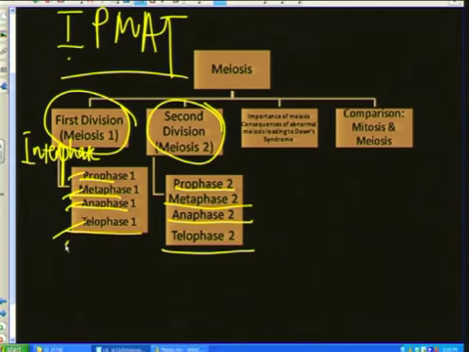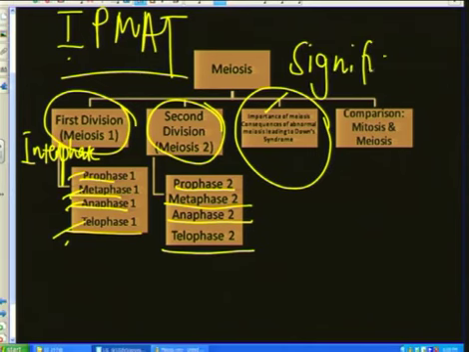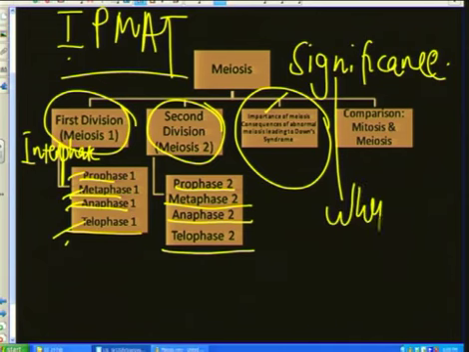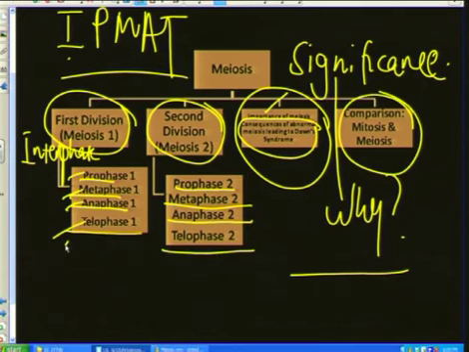All right? Thereafter, you must also talk about the importance of meiosis. In other words, the significance, or why. Why does meiosis take place? What's so good about it? And the consequences of abnormal meiosis leading to Down syndrome. And you must be able to compare mitosis and meiosis.